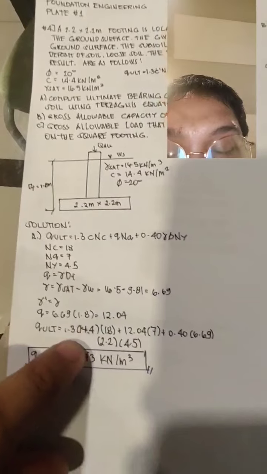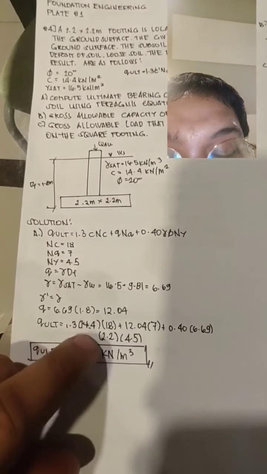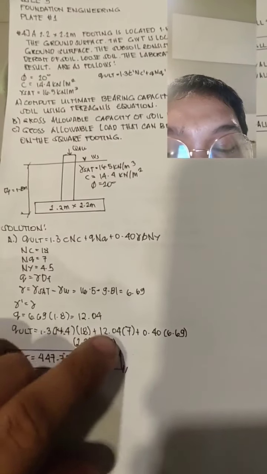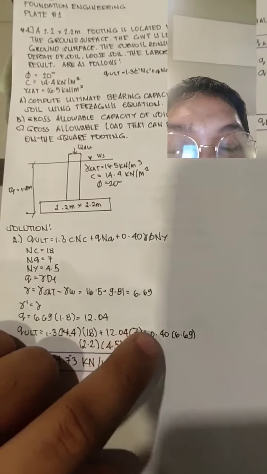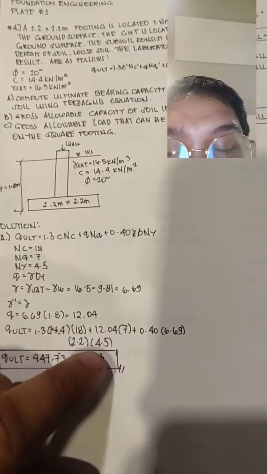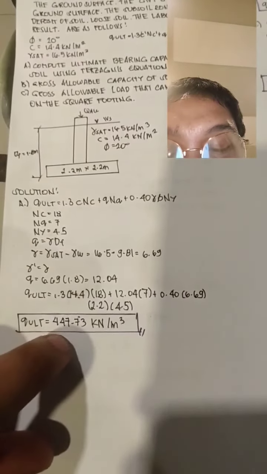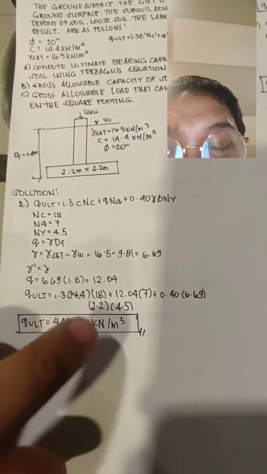Q ultimate should be 1.3 times 14.4 times 18 plus 12.04 times 7 plus times 6.69 times 2.2 times 4.5. So Q ultimate we have here 447.73 kilonewton per cubic meter.